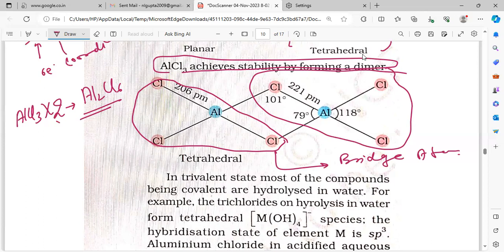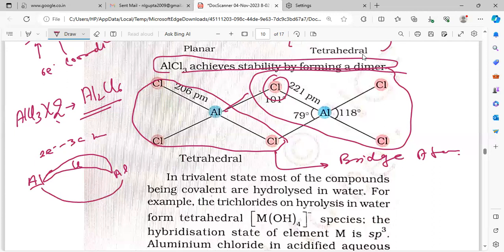Sir, why this Cl? Why not the upper Cl? Both are forming a bond. Al is there, and here Al is there. In the center, what is there? This is called a two electron, three center bond. Three atoms are there, and how many electrons? Two electrons. Similarly, this is also okay. Now, this is also an example of banana bonding.